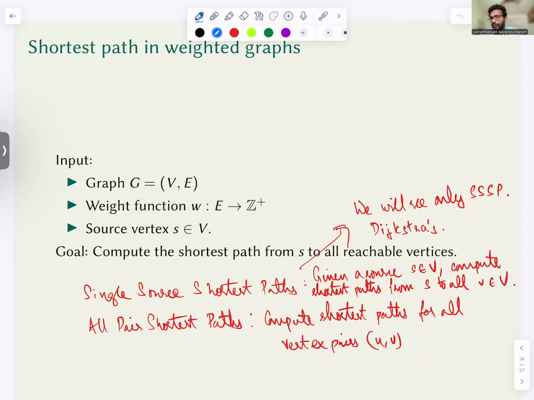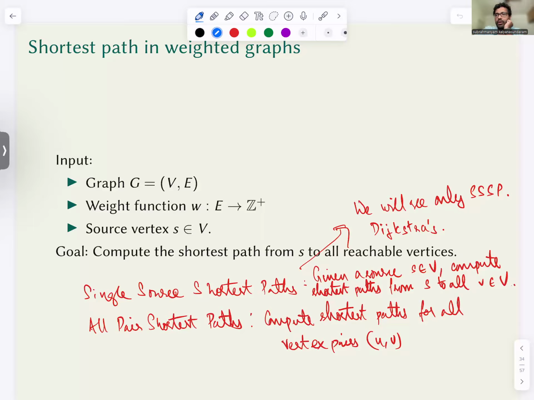Now, what if in a real life situation, you want to go from your home to work? You wouldn't be counting the number of roads that you travel. Rather, each road will have some distance or time taken, and that's what will be your actual traveling cost, right? So to model that, we will use graphs with weights on edges.